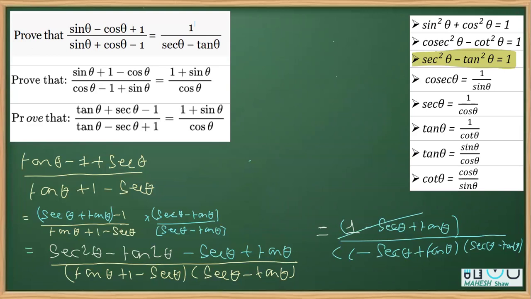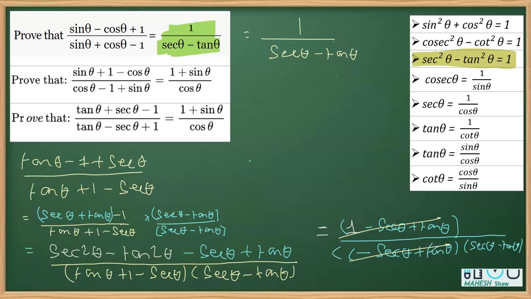So check here, this and this, the whole thing gets cancelled. That is, this will get cancelled with this. So what we are getting here is simply 1 over sec theta minus tan theta. So this is what we got here as the RHS, right? We can see we have proved it.